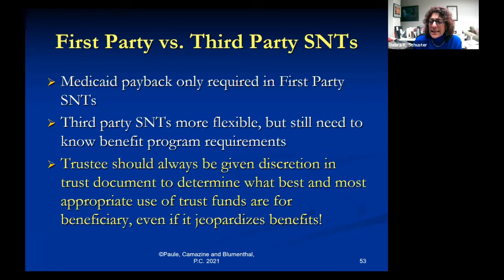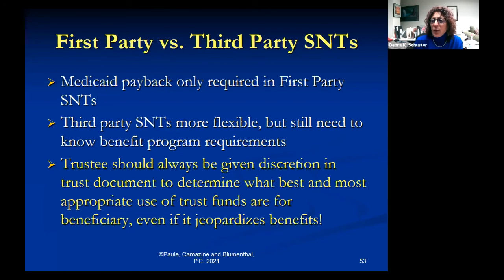So the trustee really needs to look at what type of trust they're dealing with. If a person has both types of special needs trusts, they should use the money in the first-party special needs trust first, because there's a Medicaid payback. So deplete the assets in the first-party special needs trust for that disabled person's benefits. Once the money in that trust is gone, then they should use the money in the third-party special needs trust because there's no Medicaid payback requirement.